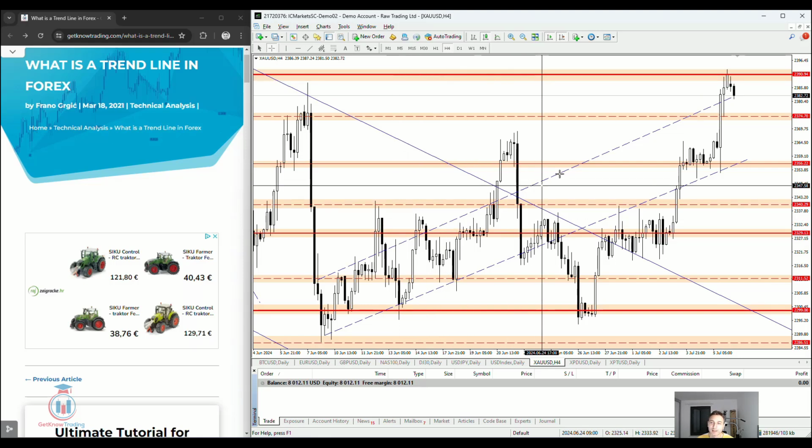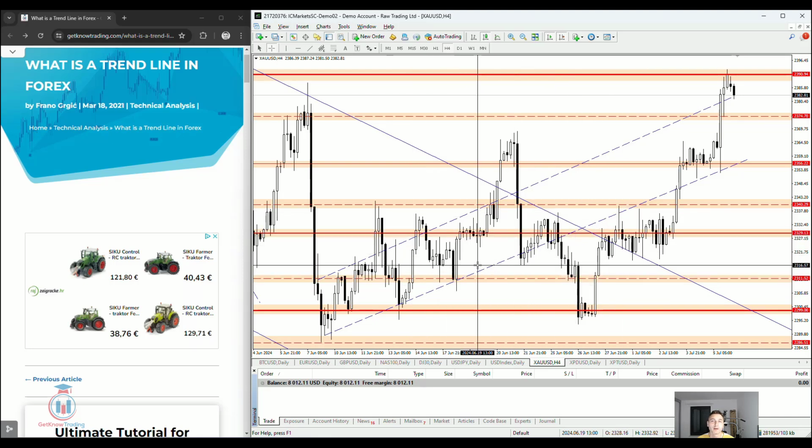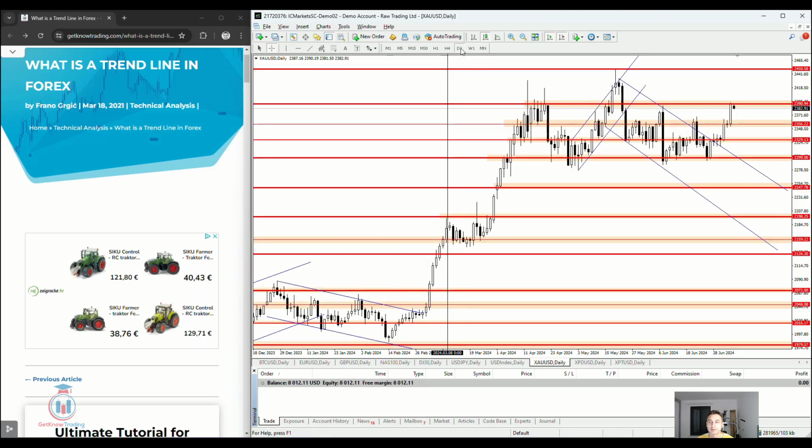Well, a trend line shows us what the trend on the market is, where the price is moving. Is it moving in an uptrend or a downtrend? So when I change the time frames here, which is the 4-hour time frame and the daily time frame, you can see the difference, where these lines are drawn on the chart and how they are showing us what the trend is.